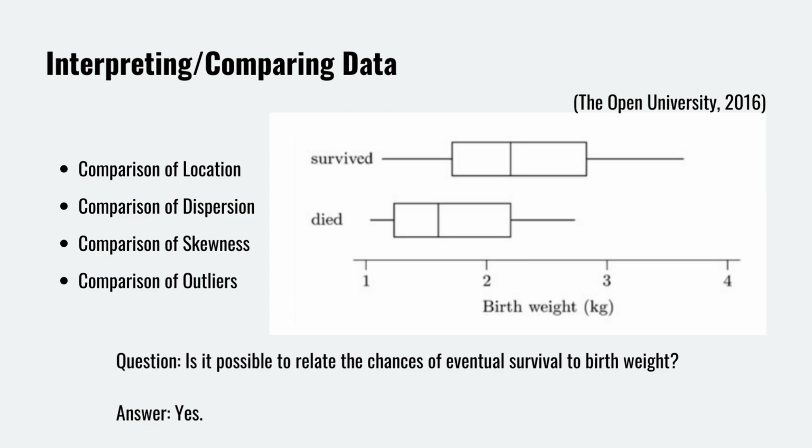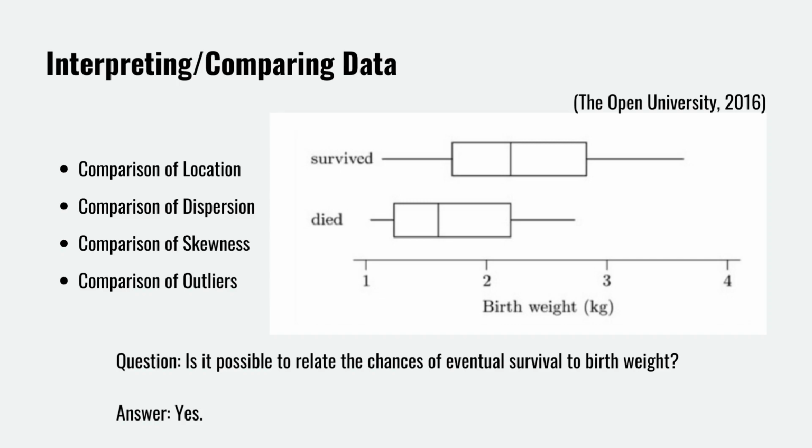Now let's compare them in terms of location. The figure shows that the median birth weight of infants who survived is greater than that of those who died. Comparison of dispersion. The interquartile ranges are reasonably similar as shown by the lengths of the boxes, though the overall range of the dataset is greater for the surviving infants.